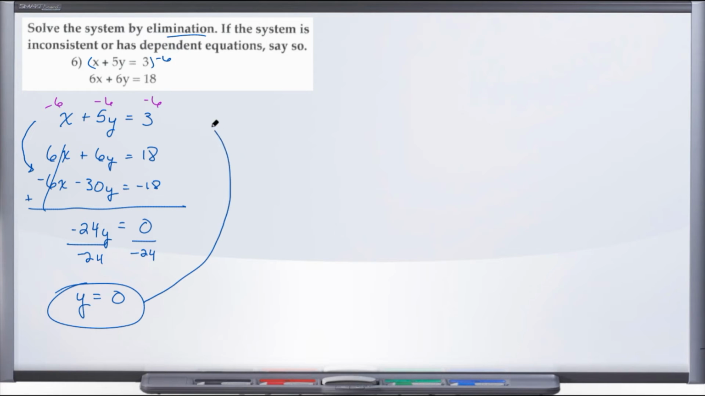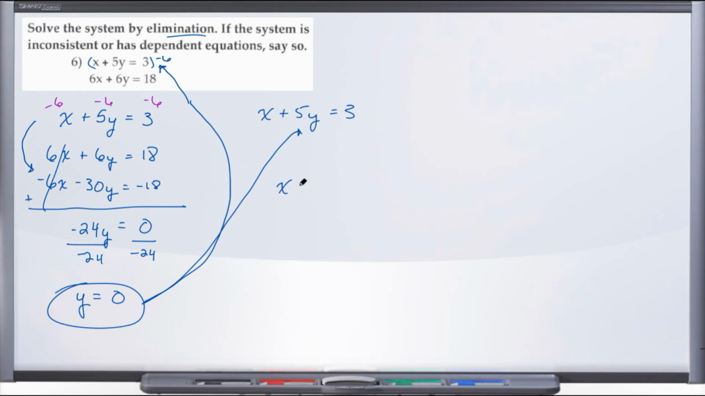And now that we've solved for y, let's go ahead and take this value and we can plug it back into any of the original equations, including the equation that we manipulated by multiplying by negative 6. But I'm going to go ahead and plug the y value into this first equation here, the very original. So we're left with x plus 5y equals 3. That's where we're going to plug this value into.